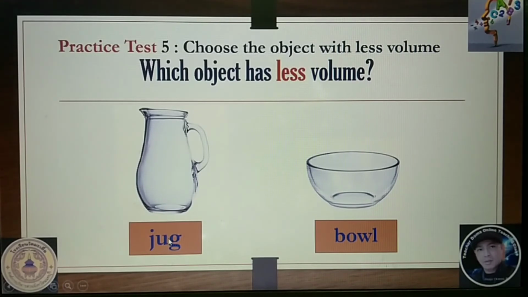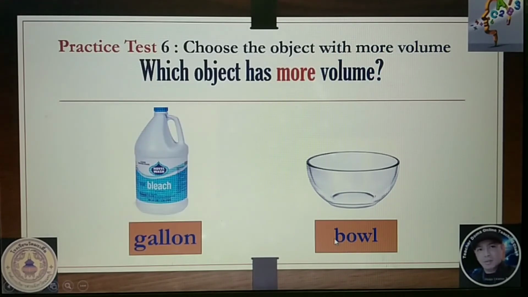Jug, bowl. Practice test number 6. Choose the object with more volume. Which object has more volume?